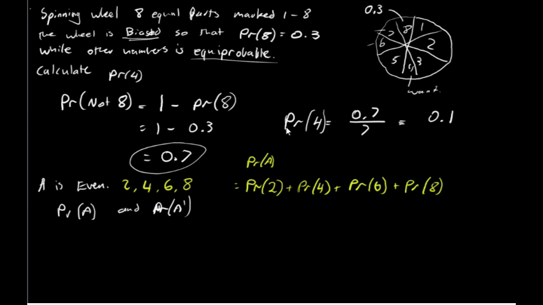Now we worked out the probability of getting a 4 was 0.1. Now that's the same as a 1, a 2, a 3, a 4, a 5, a 6, and 7. So the probability of 2 is 0.1, 0.1, and 0.1, except for the probability of 8, which we know is 0.3. And so if we add them all up, we get 0.6. So there's a 0.6 chance of getting the event A, which is an even number.